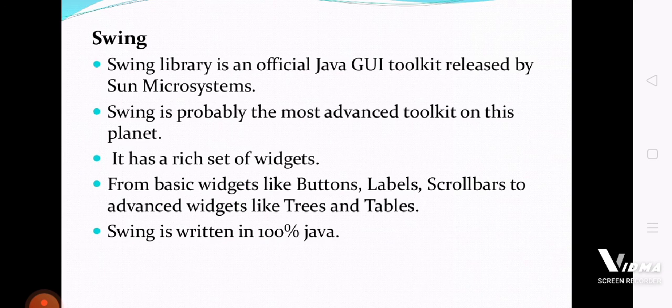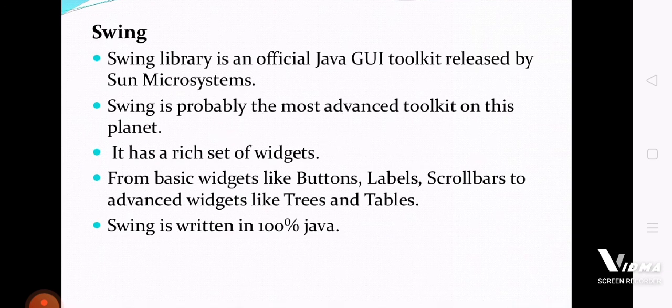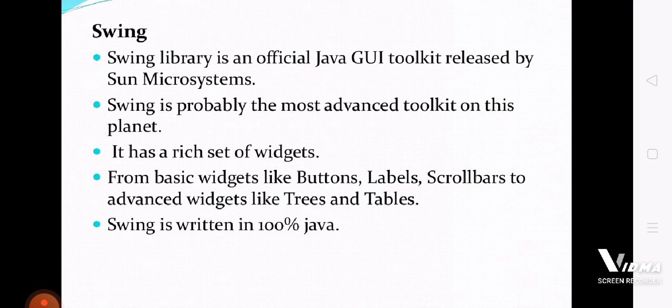Okay, so I have already told you what the Swing package is and why we use it. Whenever we require some GUI applications, we can use two packages in Java: one is AWT and the other one is Swing. So we can say that the Swing library is an official Java GUI toolkit and it is released by Sun Microsystems.